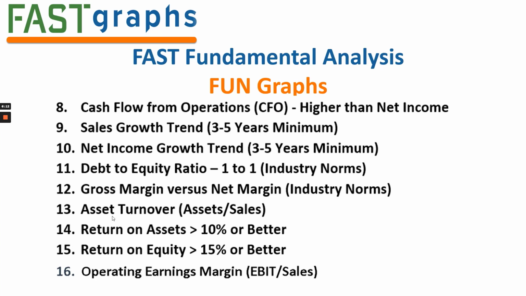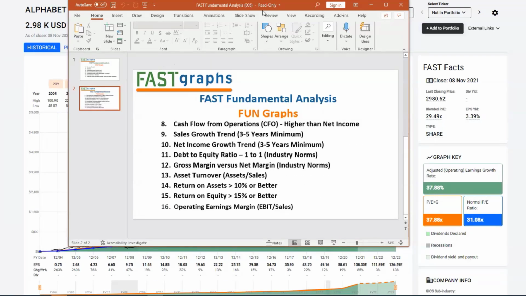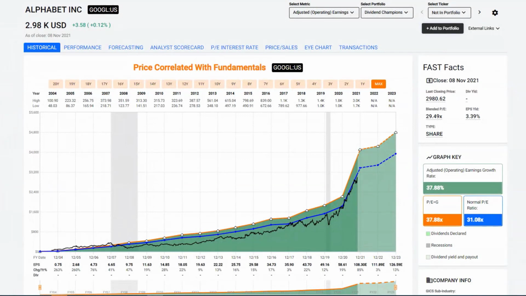We're going to look at returns on assets. We'd like to see greater than 10% or better, and returns on equity of 15% or better. And then operating earnings margin, or EBIT divided by sales, is a critical measurement that we would look at as well. So we're going to take this process and apply it to Alphabet, a.k.a. Google, better known by most of us as Google. And of course, the stock symbol is still GOOGL.